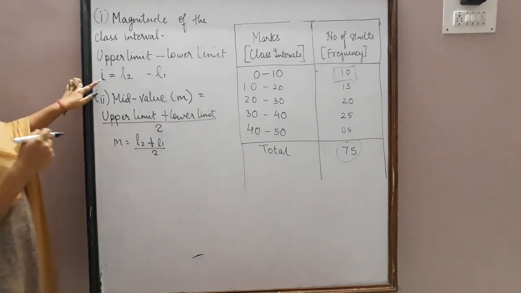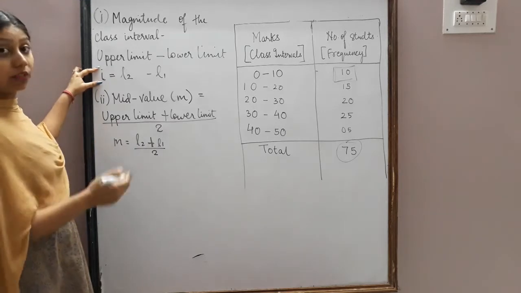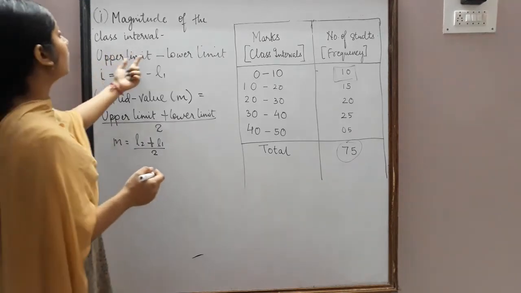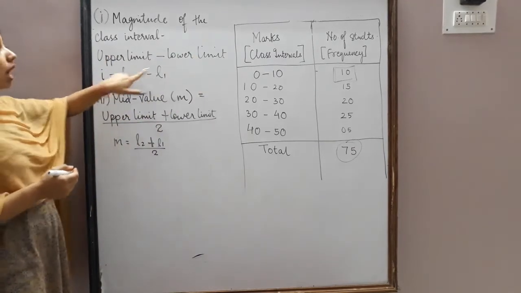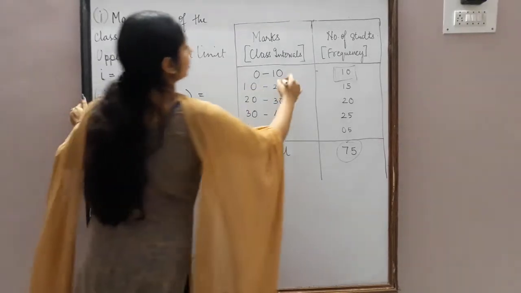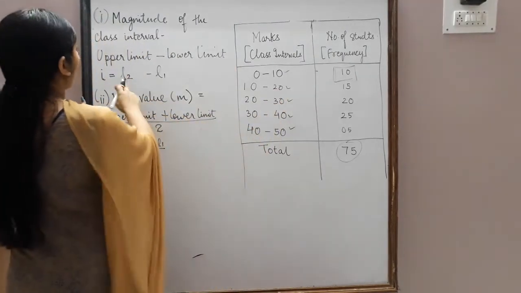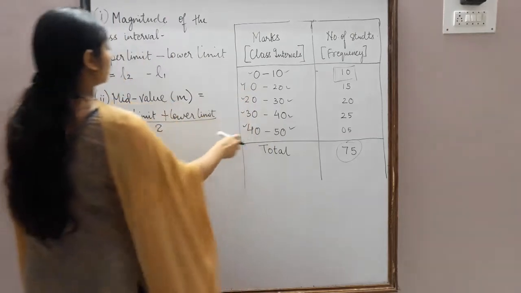Now what is the magnitude of the class interval? Firstly it is denoted by the English alphabet I. The magnitude of the class interval is upper limit minus lower limit. Upper limit is denoted by L2 and lower limit is denoted by L1. In this case, the upper limits are 10, 20, 30, 40, 50. And the lower limits, that is L1, are 0, 10, 20, 30, 40, the starting ones.